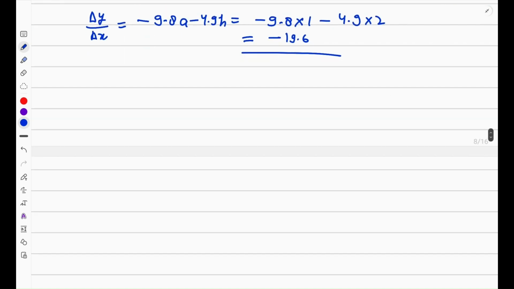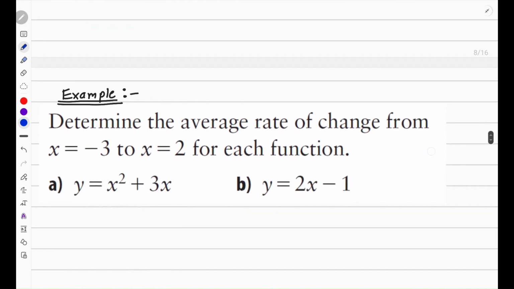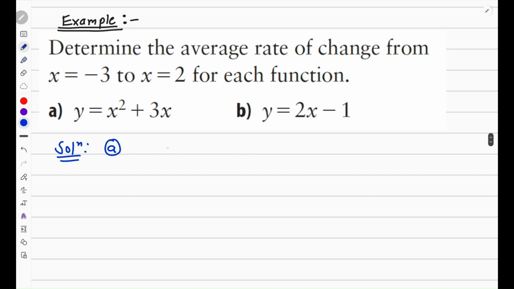Now we can solve a few more examples. So we are taking another example to calculate the average rate of change. In this example, we have to determine the average rate of change from x equal to minus 3 to x equal to 2 for each function. So we are taking first the example A, which has the expression y equals x square plus 3x, and the rate of change from x equal to minus 3 to x equal to 2.